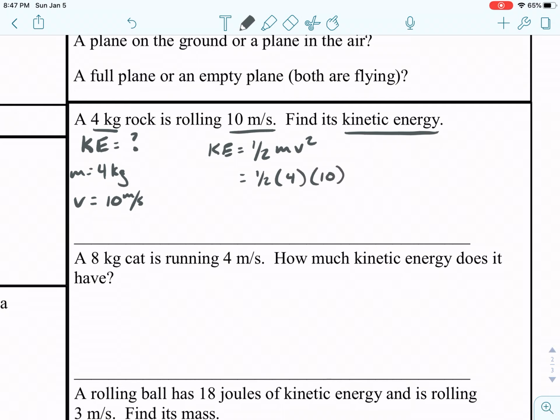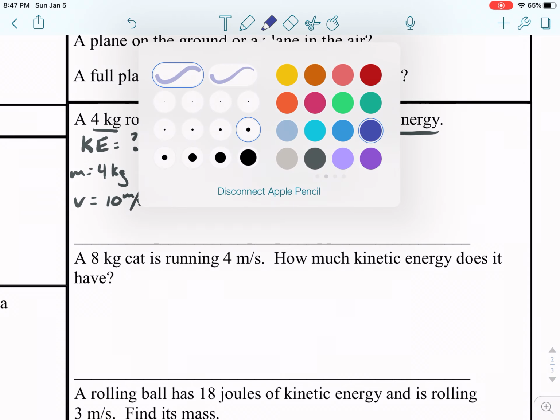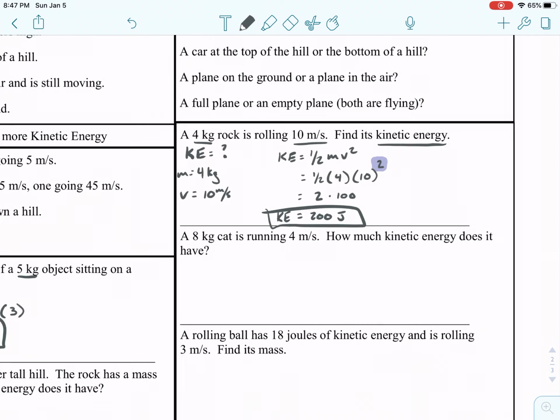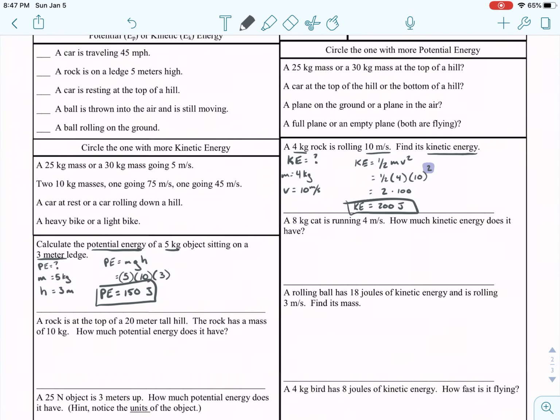And then here's the thing that everybody forgets. Don't forget that little squared up there. All right, let's run through and do the calculations. 1/2 times 4 would be 2, and 10 squared would be 100. So 2 times 100 would be 200 joules. And that's the kinetic energy. Okay. All right.